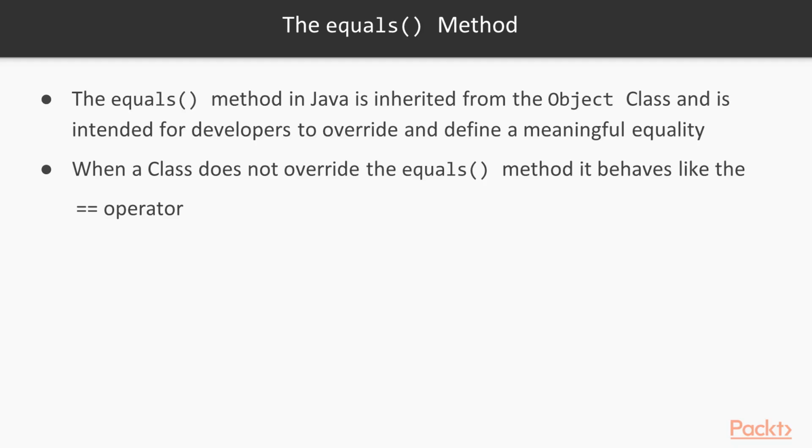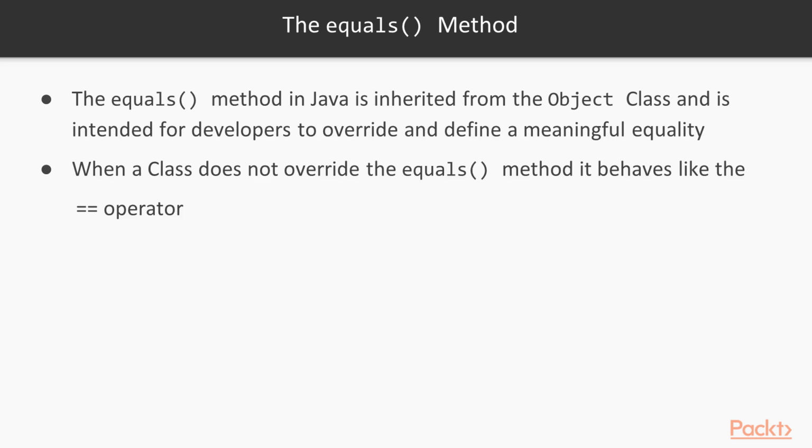Let's talk about the equals method. The equals method in Java is inherited from the object class. As you know, the object class is parent to all classes in Java and is intended for developers to override and define a meaningful equality. Should the developer not override equals, it will behave like the double equal operator. When a class does not override the equals method, it behaves like the double equal operator.